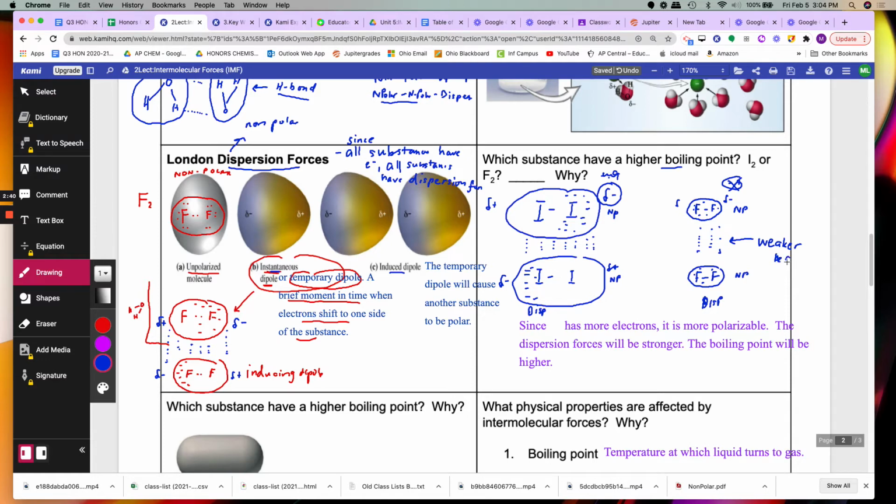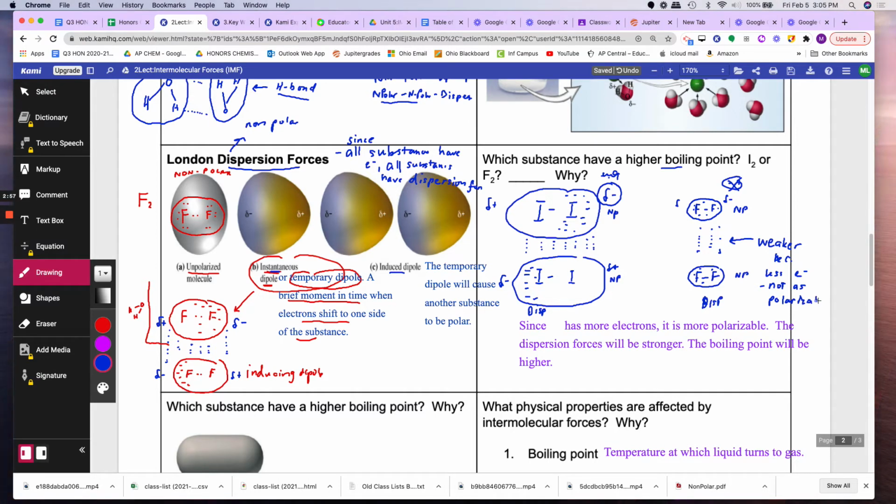Weaker because you have fewer electrons, and if you have fewer electrons, it is not as polarizable. Now, you might think, what does polarizable mean? Polarizable is the ability to move electrons or distort an electron cloud. Because it's smaller, the nucleus is closer to the negative electrons. The positive protons closer to the negative electrons are holding onto them tighter. You have fewer of them, so they won't move as much. They are not as polarizable. They are not as movable. You can think of it that way.